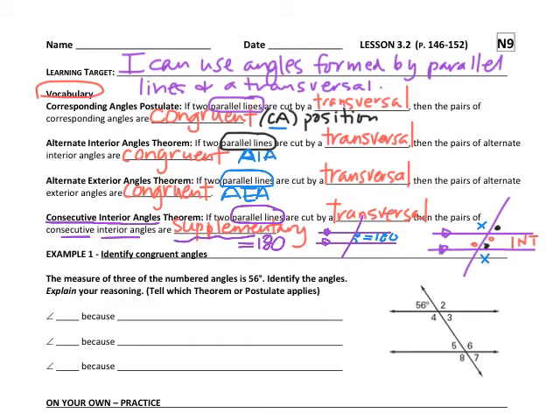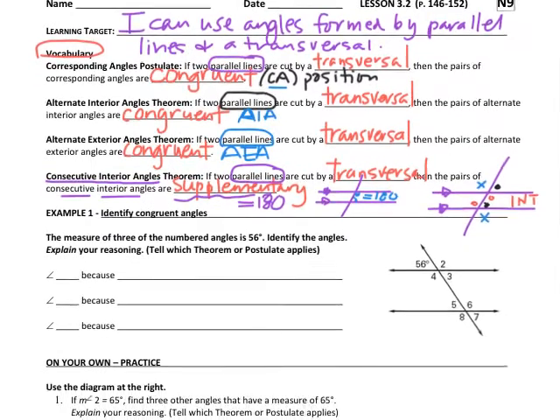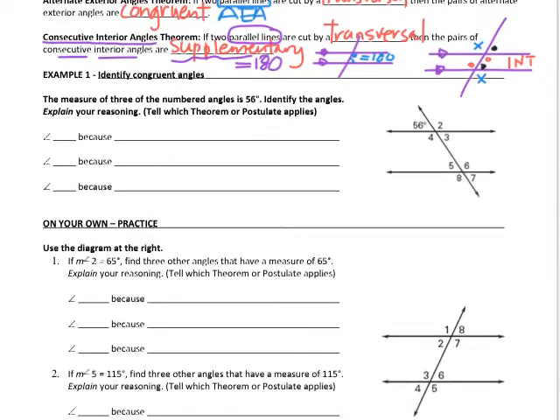Let's take a look at the first example that we have, identifying congruent angles. It says here the measure of three of the numbered angles is 56. We see this one here is 56. Remember, that's an acute number. We want to identify the other three angles that are also 56 and then tell why, or which type of angle they are compared to the one that we just looked at.